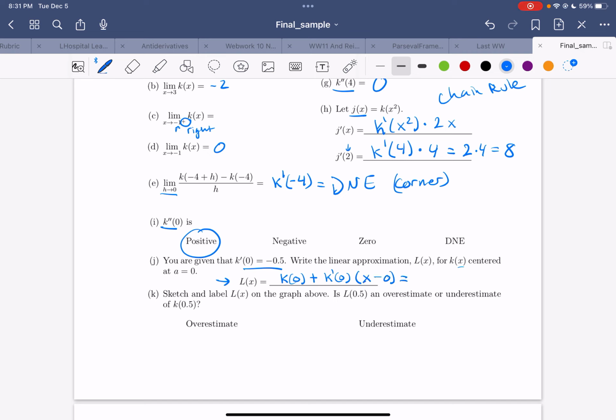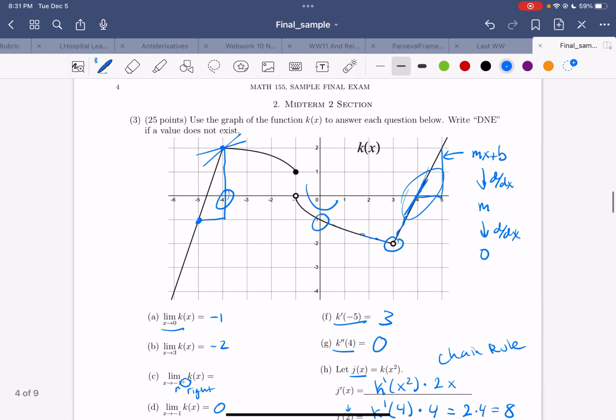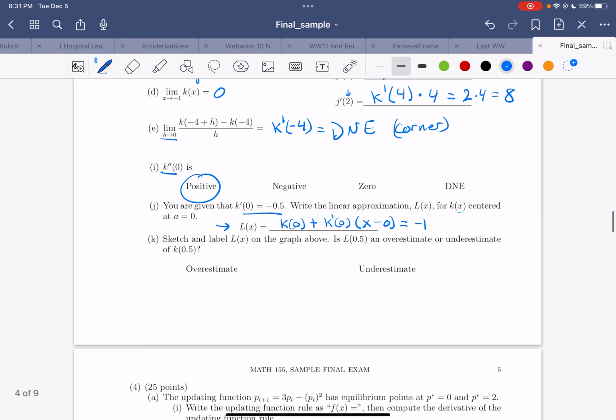Okay, so let's plug in everything we know. What is k of 0? It's -1. Right, here it is. What's k prime at 0? It's -1/2. And then x minus 0 is just x. So there's the equation. Sketch and label this tangent line on the graph. Is L of x an underestimate or overestimate?